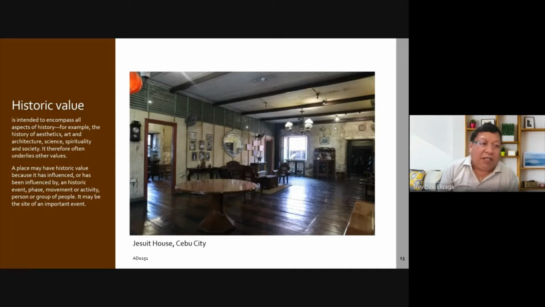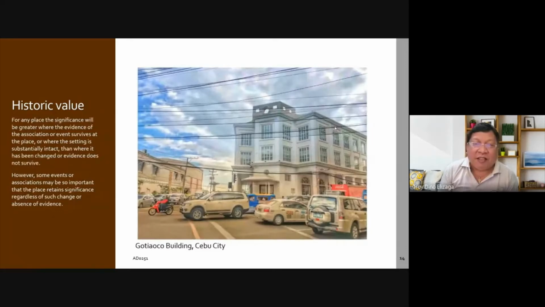A place may have historic value because it has influenced or has been influenced by a historic event, phase, movement, or activity, persons or group of people. It may be the site of an important event. I just can't think of anything else.